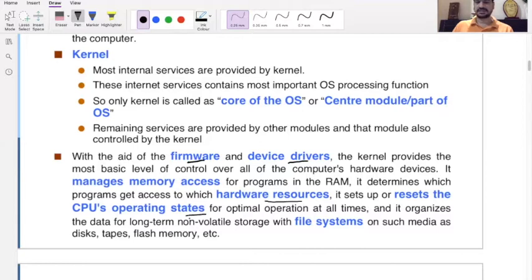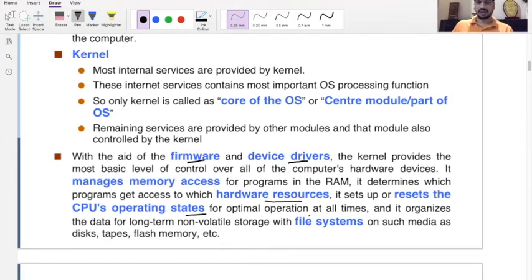There are mainly two states of CPU. One is that the CPU works in user mode, or the CPU works in supervisor mode. So there are two modes, user mode and supervisor mode. And to manage these two modes, there is an interface called kernel mode. Through the kernel only, the CPU will decide in which mode it is going to run, whether it is running in the user mode or in the supervisor mode.